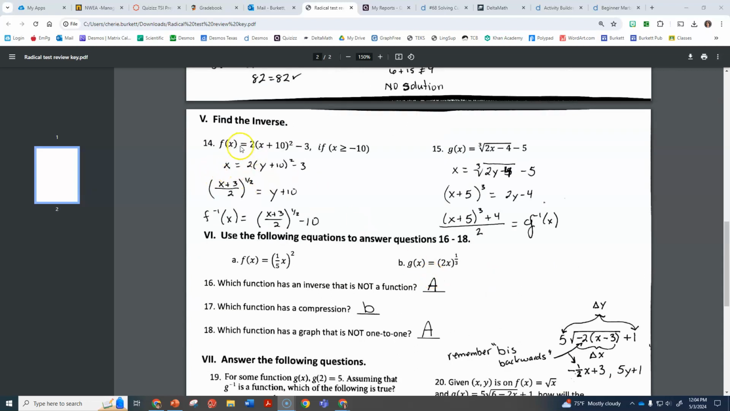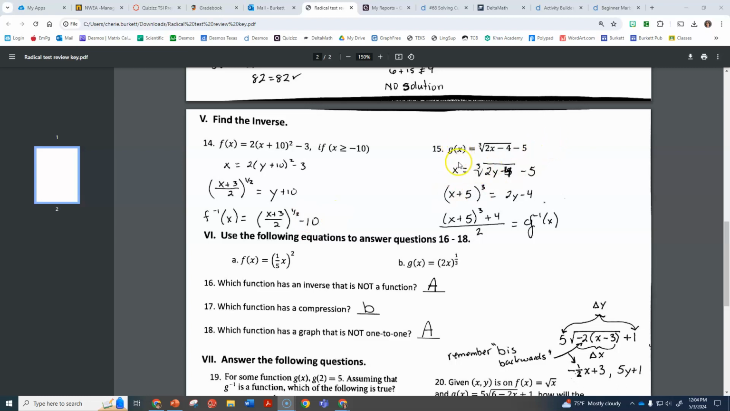Find the inverse, rewrite it with the y, switch the x and y. I did all of that in one step. And then solve for y. So add 3, divide by 2, and then raise it to the 1/2 power. So I did all of that, and then get the y by itself, -10.